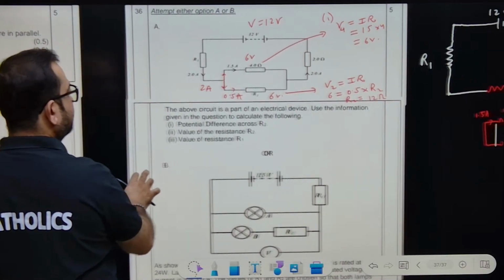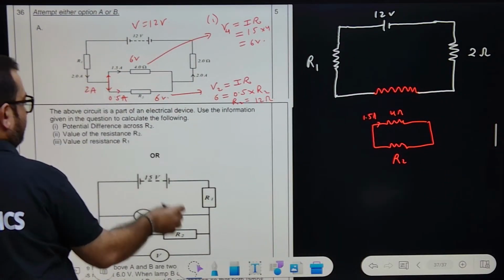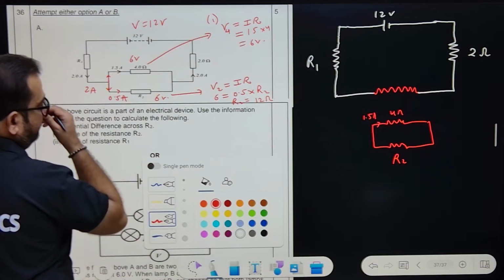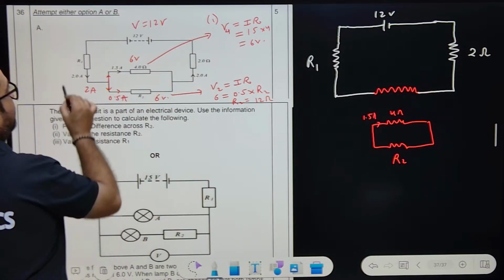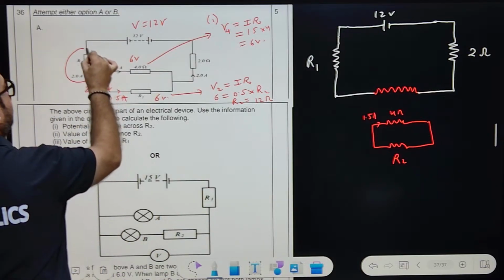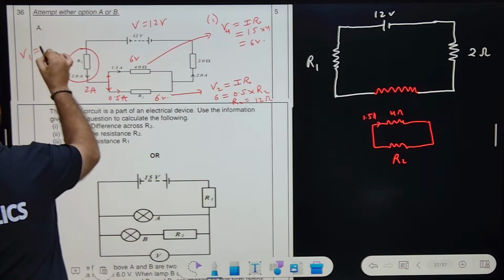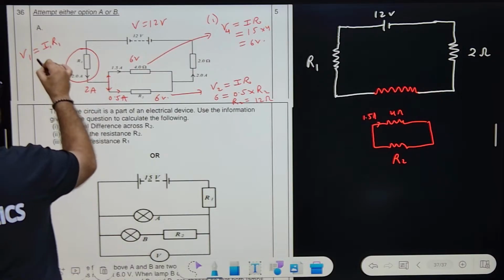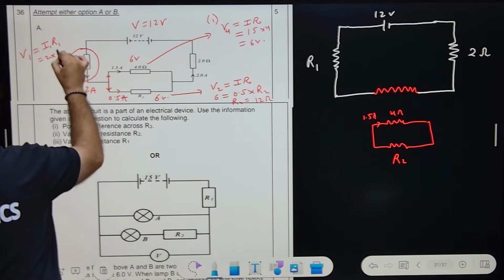Let's find the value of resistance R1. R1, how are you going to find? See, first tell me what is V1. V1 equals I1 into R1. I1 is given as 2. What is R1? We have to find out.